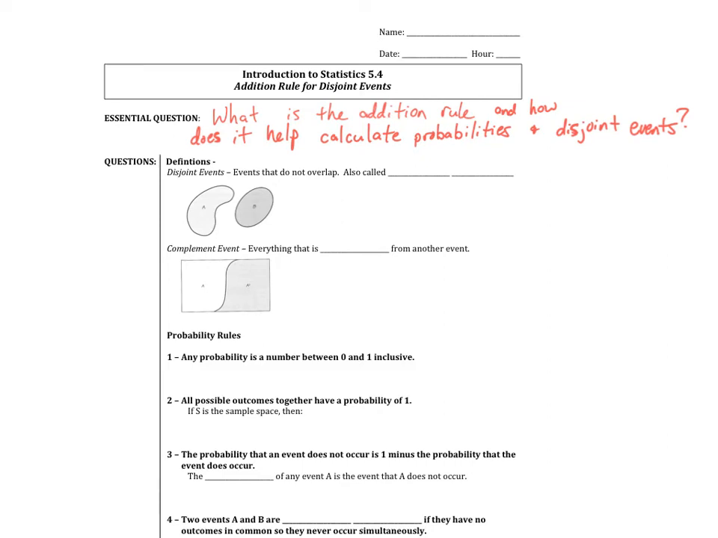All right, we will get started on section 5.4, picking up where we left off before Christmas break. So 5.4 is on the addition rule for disjoint events. What is the addition rule and how does it help calculate probabilities of disjoint events?